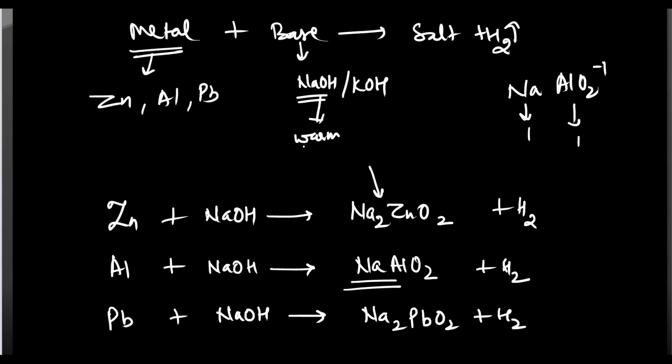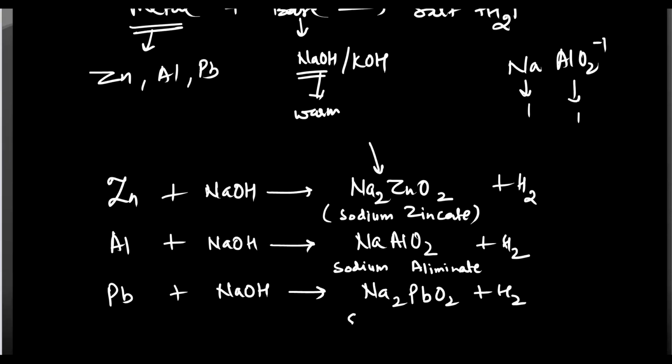This is very important, so please note the name of each and every one. This is sodium zincate. And what is the name for this compound, NaAlO2? Tejasvi, are you there? Yes, sir. What's the name for NaAlO2? It is sodium aluminate. And this one is sodium plumbate.